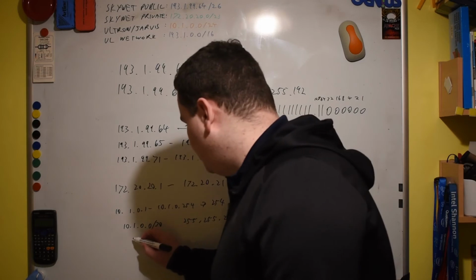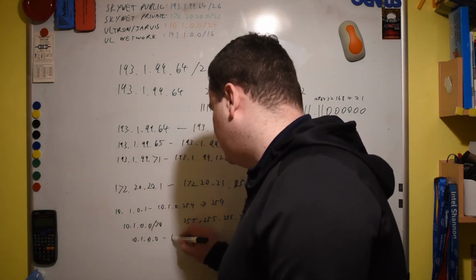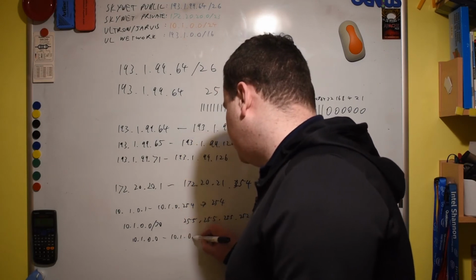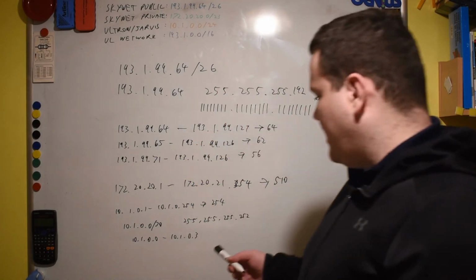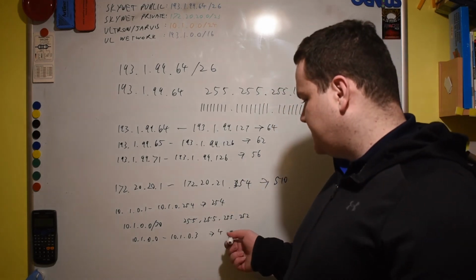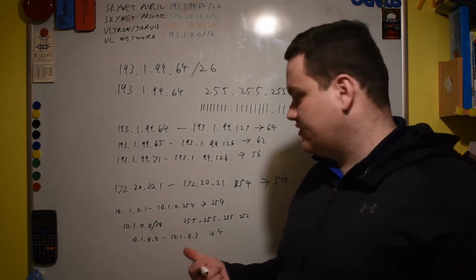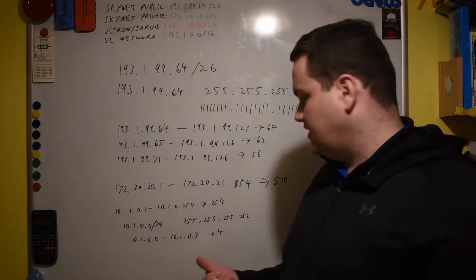So what that would give you is 10.1.0.0 to 10.1.0.3. Now that's actually 4. So the minimum amount of addresses you can have on a network is 4, because remember you need your network address, which is the very first one. That can't be assigned to any devices.